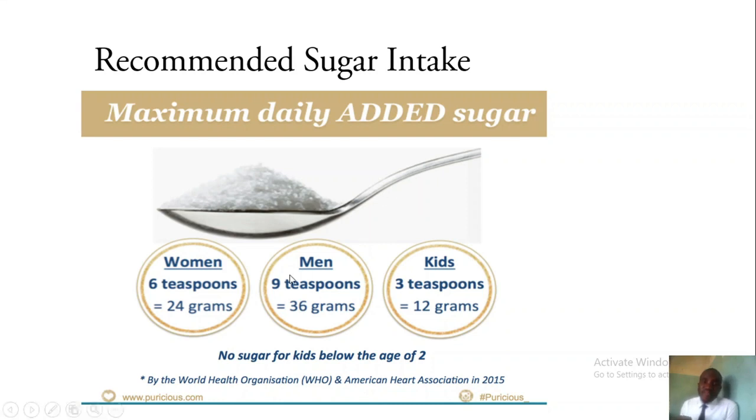For men, that means 9 teaspoons, 36 grams, and 9 teaspoons are equivalent also to 3 spoons. And then for children, 3 teaspoons are required, which means that's about 1 spoon. They have also said no sugar for kids below the age of 2.